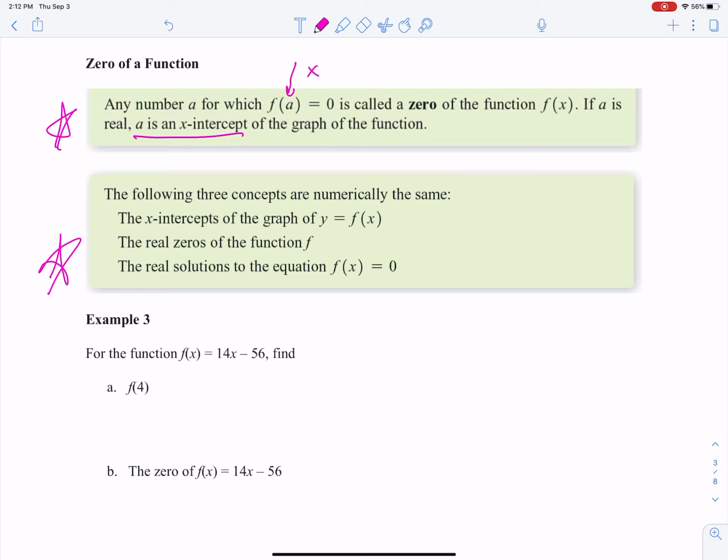All right, so the following 3 concepts are numerically the same. So know all these. Know that all of these are the same thing. Different ways to say the same thing. So the x-intercepts of the graph of y equals f of x, the real zeros of the function f, and the real solutions to the equation f of x equals 0. All of those things mean the same thing. They all mean x-intercept. So if you hear find the zeros or find the x-intercept, it means the same thing.